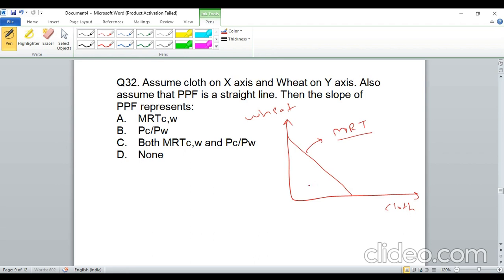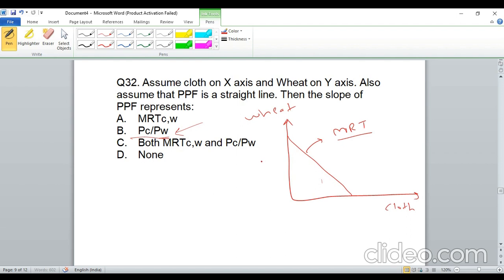So according to me, it should not always be equal to the price ratio. The price ratio need not be equal to MRT, because it can be anything. The slope of this price line can be equal to the MRT, it can be less than or more than as well, because there are several factors influencing PC by PW. So I don't think that these two should be equal.